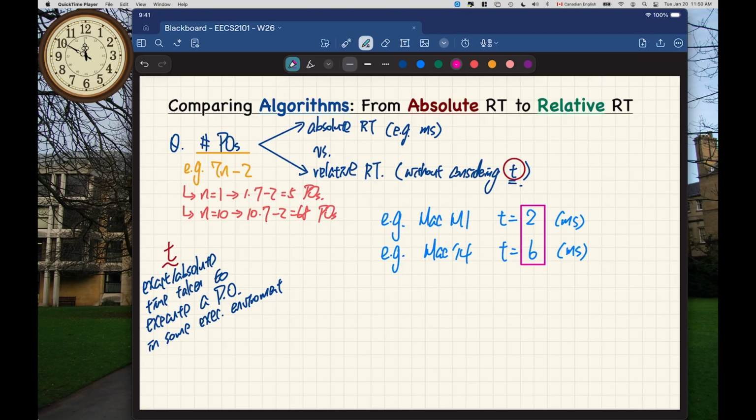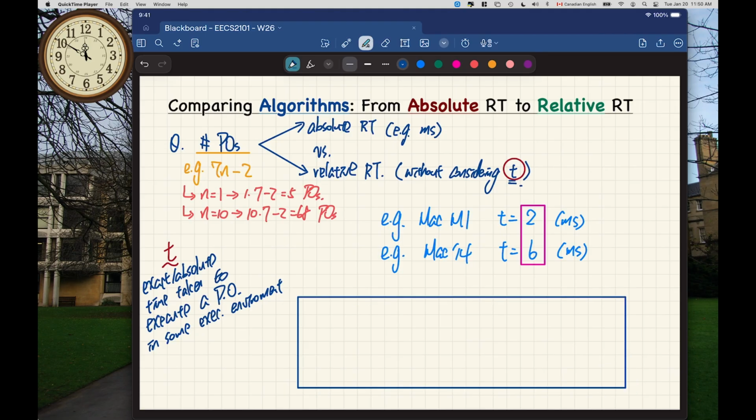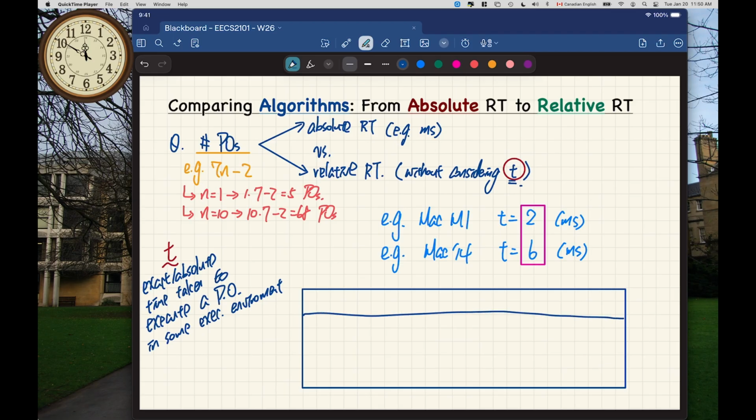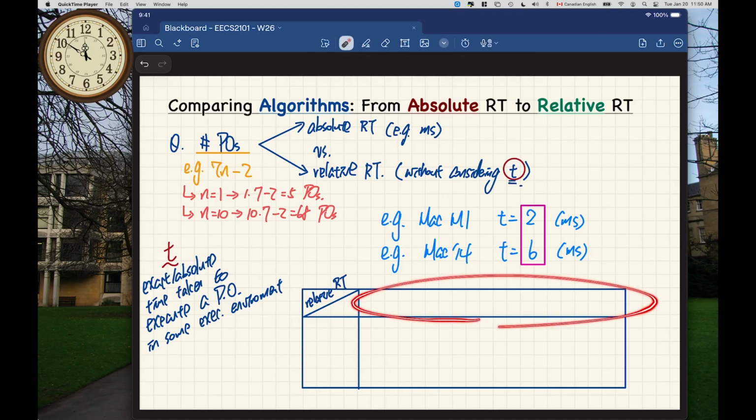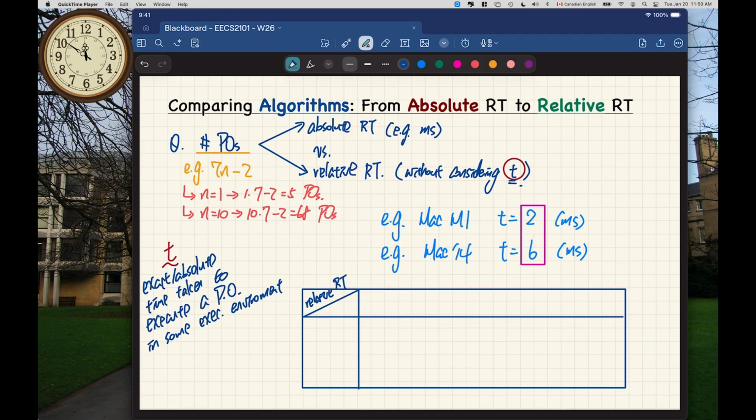So now to really see why t is not so important for our formal analysis for the rest of the course, let's draw a table to consider different possibilities. I'm going to draw a table over here, and I'll go over the different dimensions with you. We're going to talk about two things. The first dimension is relative running time, and the second dimension is absolute running time.